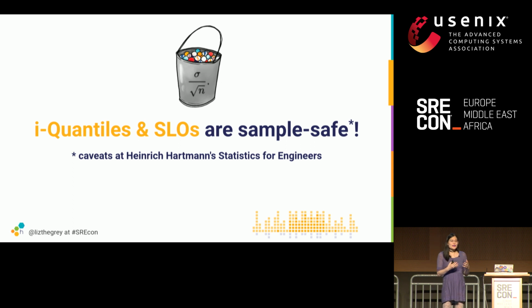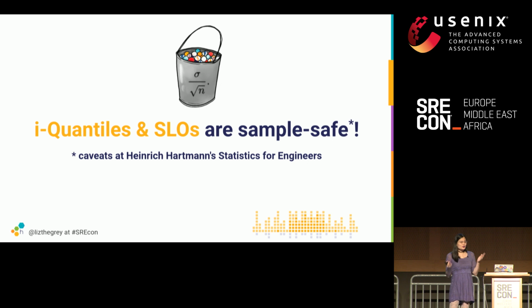So if you collect your data carefully, statistically correctly, and with a little bit of bias, which I'll talk about later, then your inverse quantiles and your service level objectives will be safe under sampling. Heinrich is giving a talk about statistics for engineers, and you can catch a discussion of this in the latter half of the workshop, so it's not too late to go over there at the end of my talk.